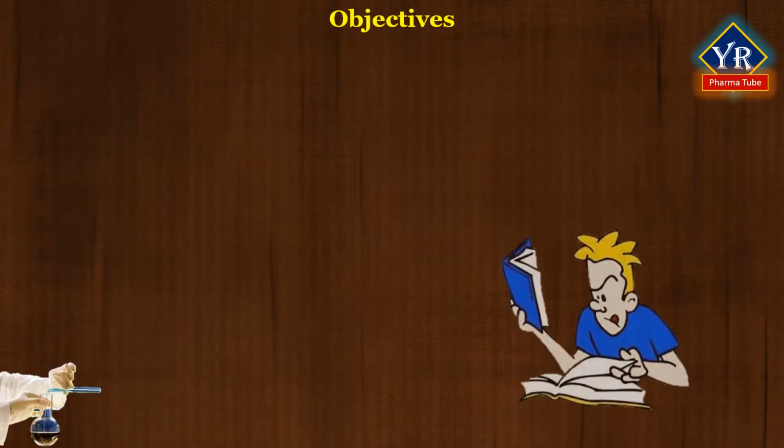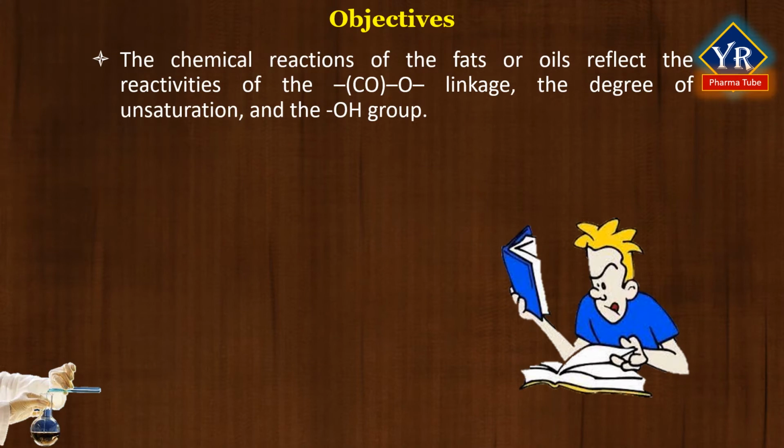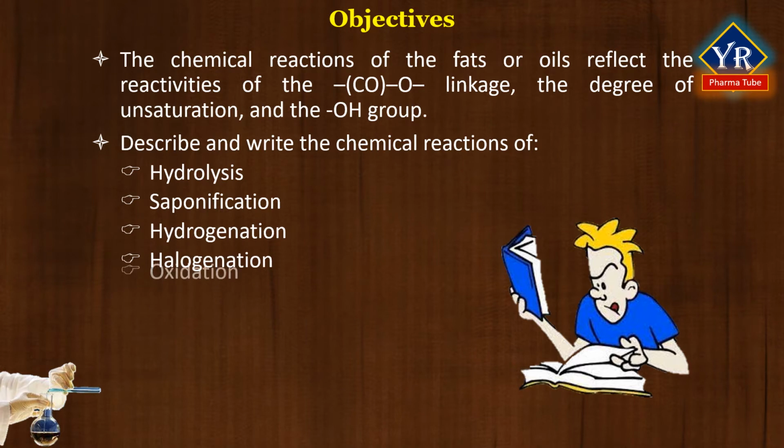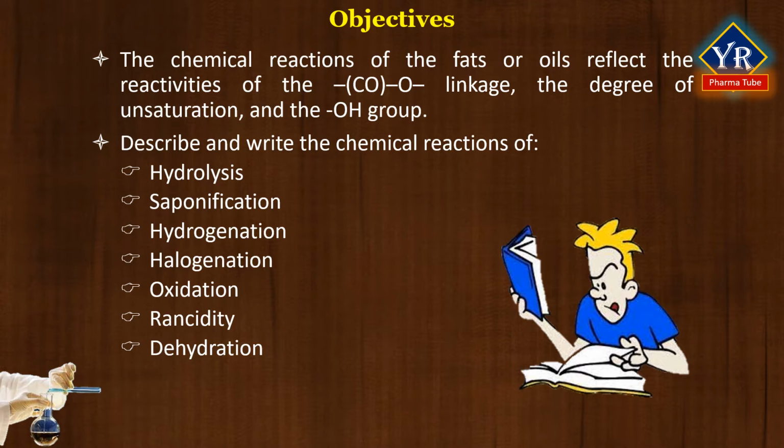Objectives of the lecture. The chemical reactions of the fats and oils reflect the reactivities of the ester linkage, the degree of unsaturation of the hydrocarbon chain, and the hydroxyl group of the glycerol, which is the backbone of the fat or oil. There are several chemical reactions such as hydrolysis, saponification, hydrogenation, halogenation, oxidation, rancidity, and dehydration. Among these, in this lesson we try to understand the hydrolysis reactions, including the saponification of fats and oils.